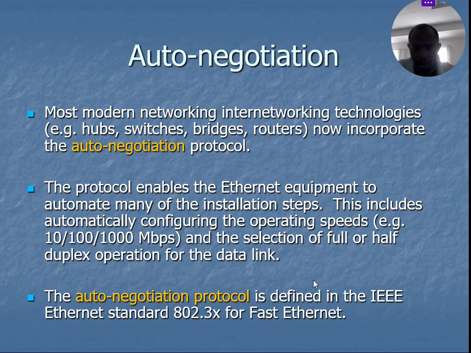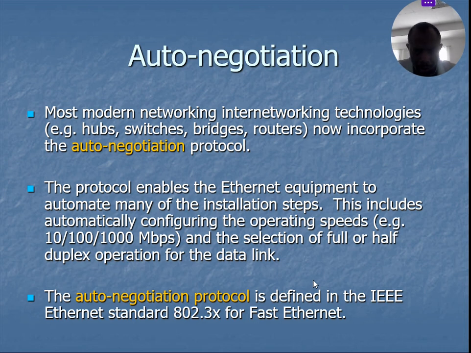Now, the first and foremost regarding auto negotiation, we first of all look at the devices in a network that use this capability or this technology. Most of our networking or internetworking technologies, like your hubs, your switches, your bridges, your routers, use what we call the auto negotiation protocol. So the protocol they use is called auto negotiation.